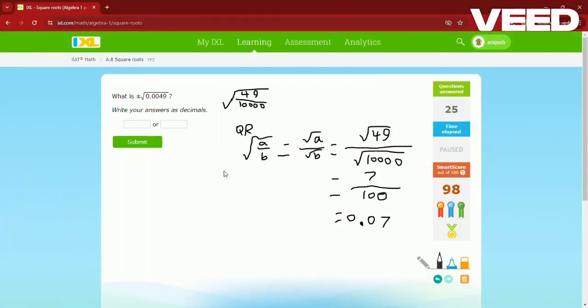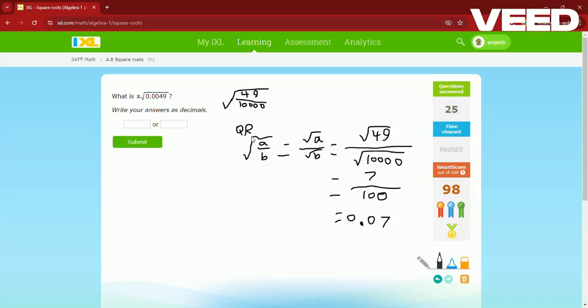Okay guys, this is part 3, so let's get to it. What is plus minus square root of 0.0049? Write your answers as decimals. So let's get to it. We can show our work by using the square root of 49 over 10,000. Okay, so it's just like a whole number.